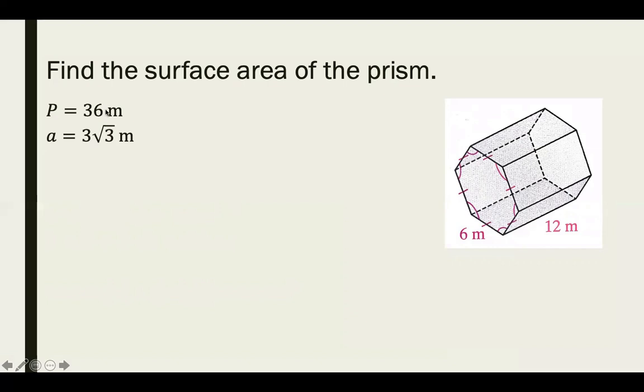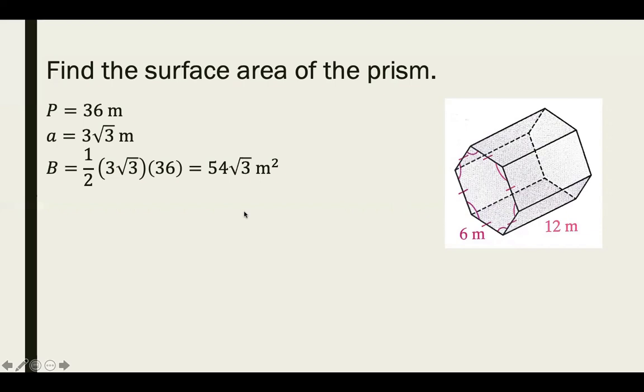Of course, we need our perimeter to both calculate the area of a hexagon and also to calculate our surface area. That's 36 because we've got 6 sides that are each 6 meters. So let's find our area of the hexagon. We'll do 1/2 the apothem times the perimeter. We simplify this down. We do 1/2 times 3√3 times 36. That's 54, so we get 54√3. That's our area of one of the bases.